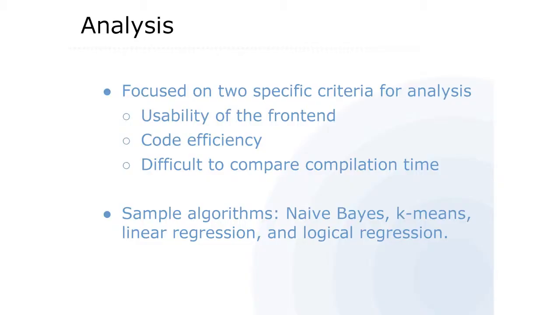Since we can't really do a comprehensive comparison in the compilation time, we can look at two other things, which is usability of the front end. We wanted to make sure that we did not create a Python front end for Tupperware that was actually harder to use than the existing C++ front end. And then we also wanted to make sure that the LLVM IR that we generated wasn't so slow that it made an effect on the whole deployment time. We used a couple sample algorithms. These are just common algorithms we anticipated a user would want to use.